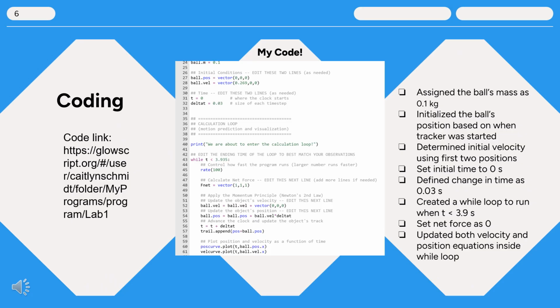For the coding, I included a link to my full GlowScript code, and I also included a screenshot to show the most important parts of the code. The model was using a ball, so I assigned the ball's mass as 0.1 kilograms, initialized the ball's position based on where the tracker started, determined the initial velocity using the first two positions, set initial time to 0 seconds, defined change in time as 0.03 seconds, created a while loop to run when t is less than 3.9 seconds, set the net force as 0, and updated both velocity and position equations inside the while loop.